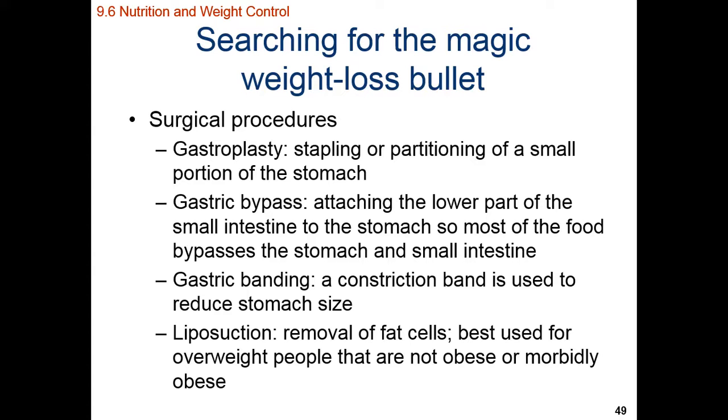There are some surgical procedures that have been used to help people lose weight, such as gastroplasty, the removal of a portion of the stomach or partitioning of the stomach so that you can't store as much food and it's physically impossible, or physically more difficult, I should say, to eat larger meals. The patient that goes through this gastroplasty and gastric bypass surgeries or gastric banding surgeries are going to be physically forced to eat smaller portion sizes.